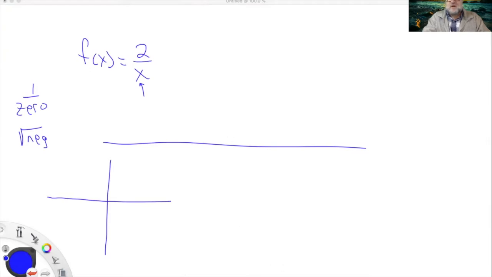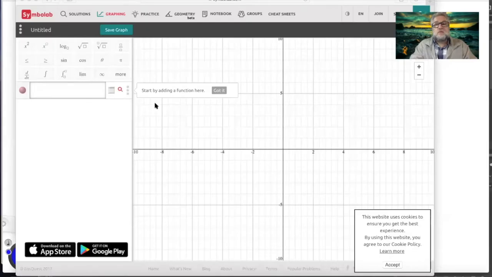And I think I'm sharing. Oops. I want to stop sharing, and I really want to share my desktop. What happened? I don't want that. Share my desktop. Okay, there we go. So here's Symbol Lab.